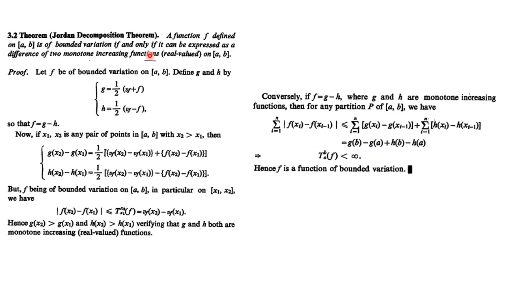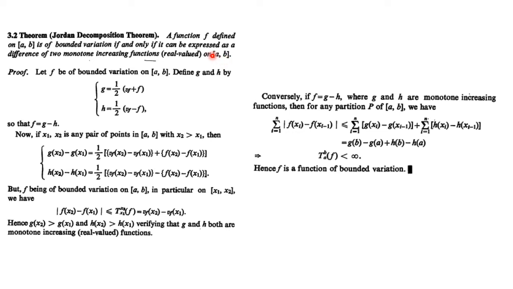Hello everyone. Now the first is the Jordan decomposition theorem. This is the third part of the differentiation and integration theorem. It says a function f defined on the closed interval [a, b] is of bounded variation if and only if it can be expressed as the difference of two monotone increasing functions on the closed interval [a, b].